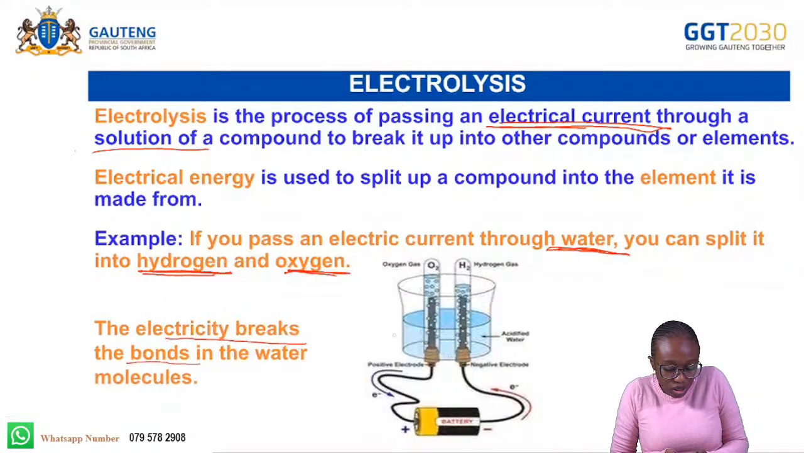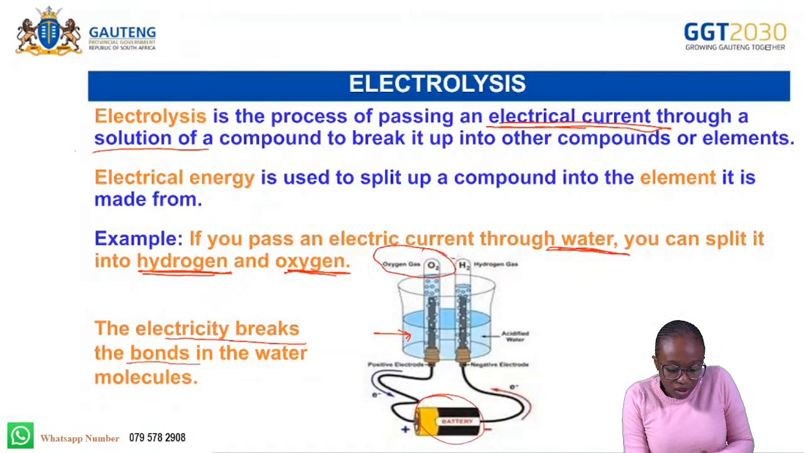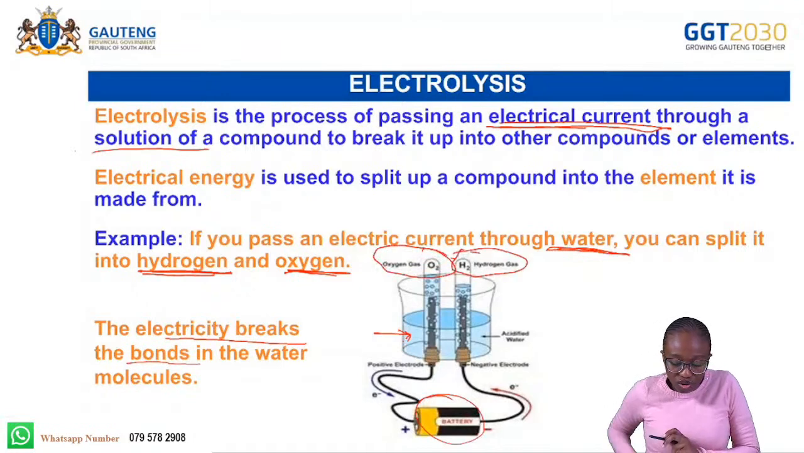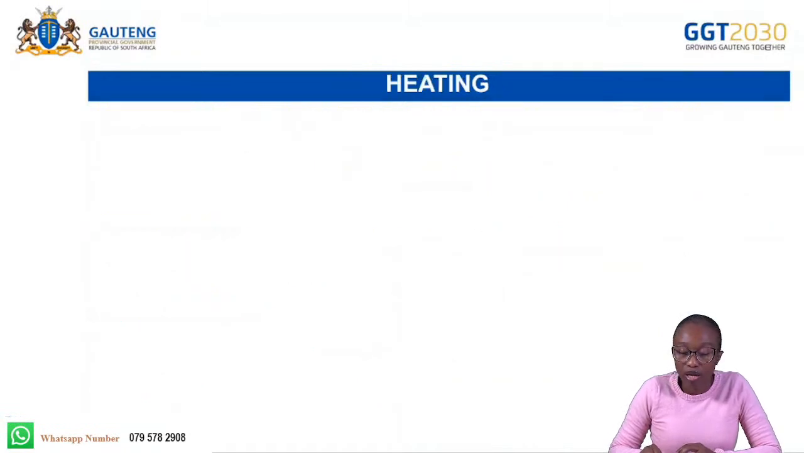So we have water here in this trough, and then we pass an electric current, our source of power, of course, being the battery. And then we have our products, oxygen gas and hydrogen gas, just by simply passing an electric current through the water.